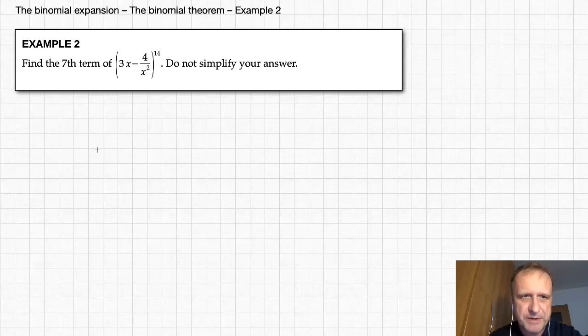The binomial expansion, binomial theorem, example 2. Find the seventh term of (3x minus 4 over x squared) all to the power of 14. Do not simplify your answer.